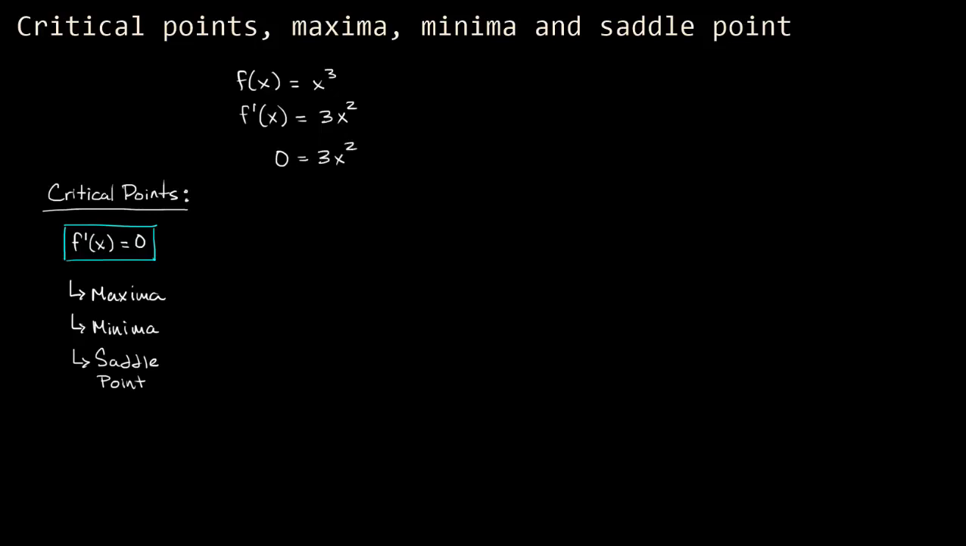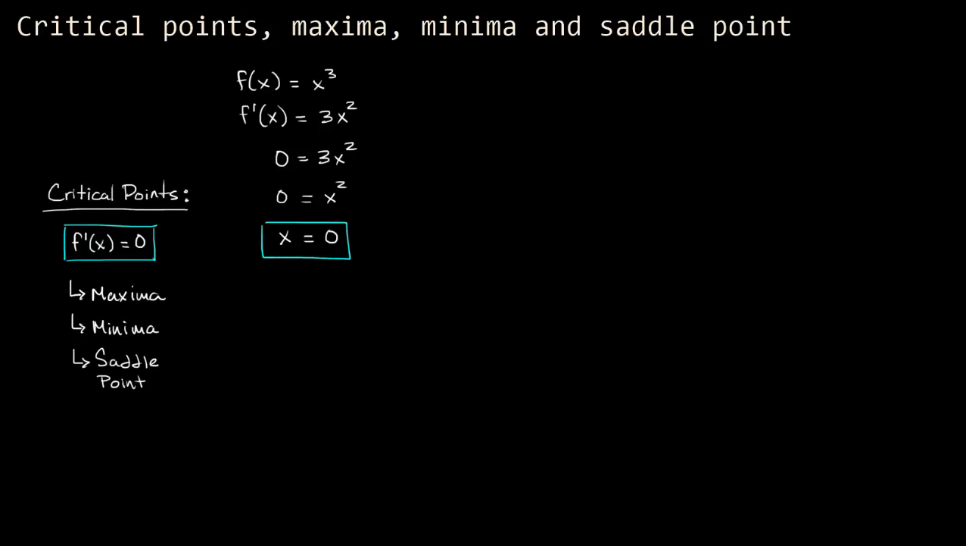Now I'm going to solve for x. So we divide both sides by 3. We get 0 equals x squared. Now we can take the square root from both sides. We actually get the one and only critical point, which is x equal to 0.